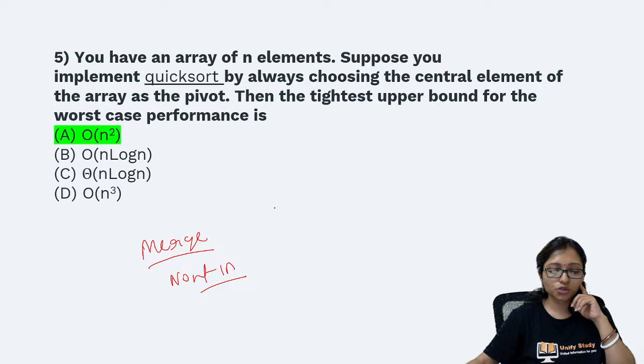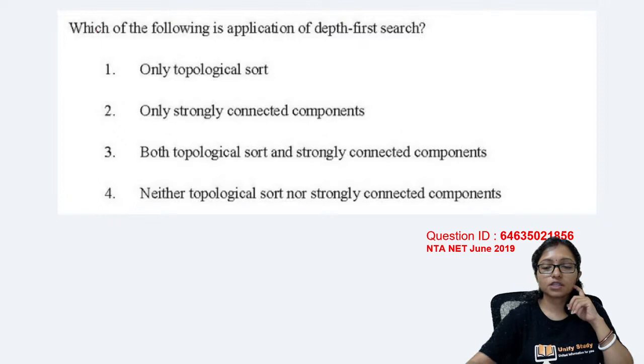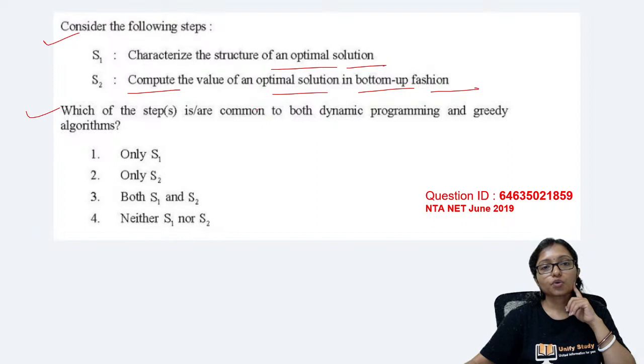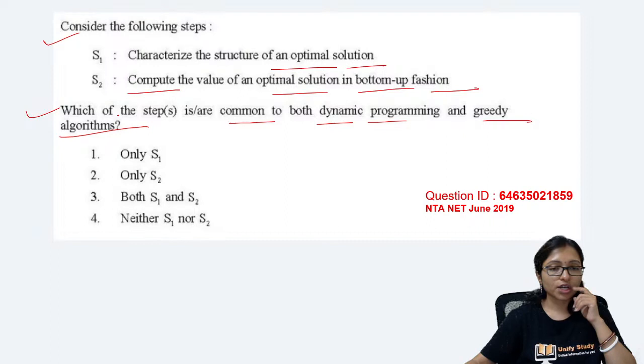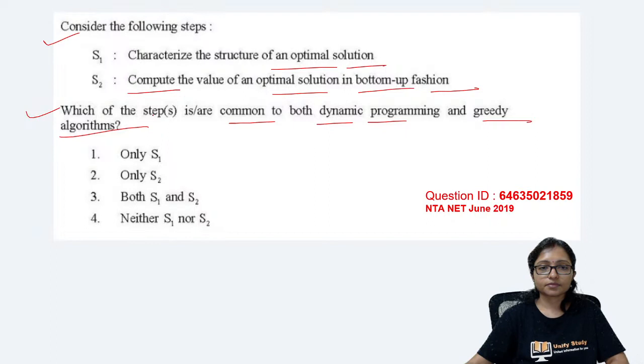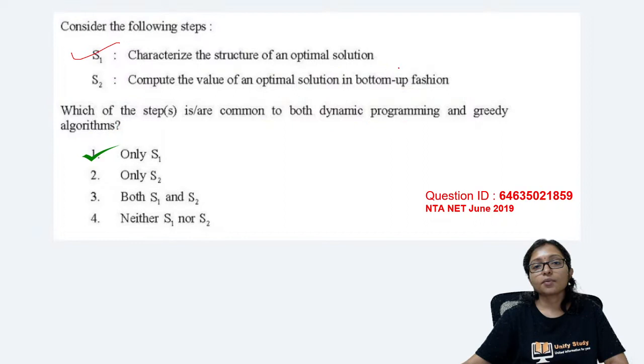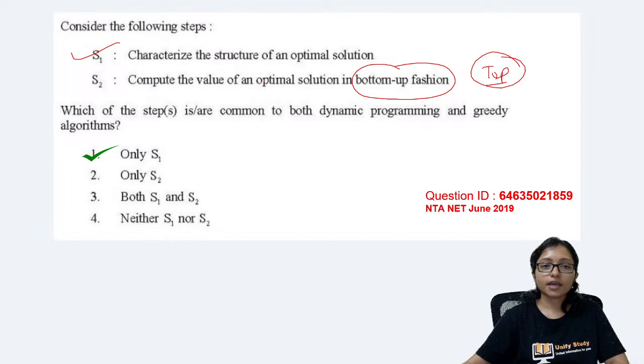Okay. Take it. Now do this one. Now this we did yesterday. Here, the characteristics of an optimal solution: compute the optimal solution in bottom-up approach. Which are the common in both dynamic and greedy? Tell me the answer. Yes, here the answer is only S1, because both are not bottom up. One is top down, another is bottom up.